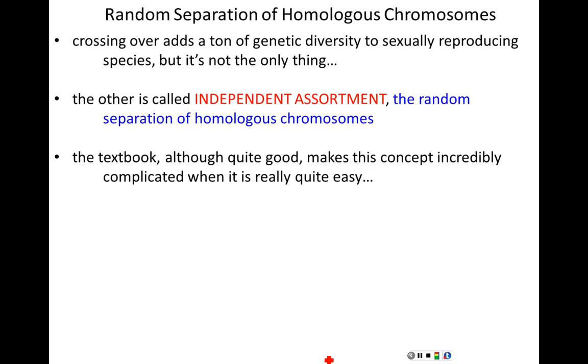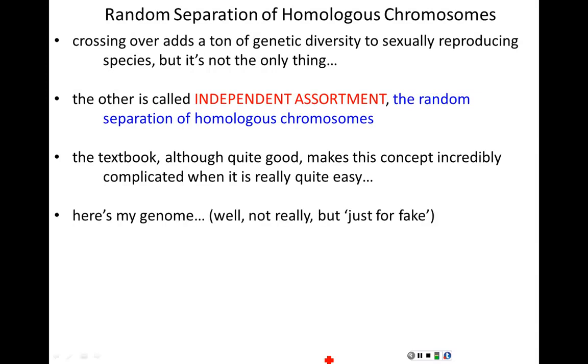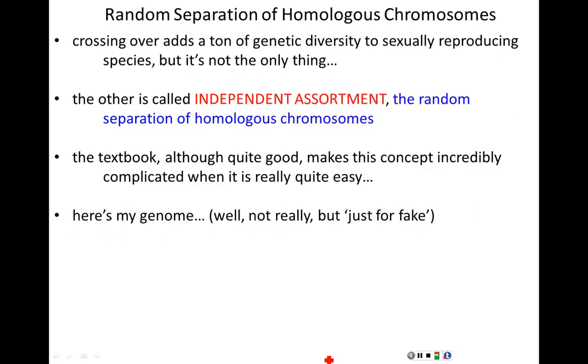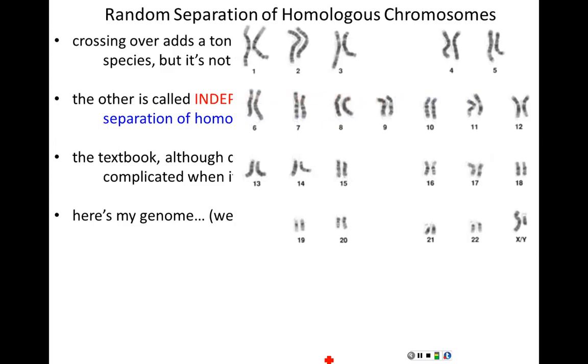The textbook, I think, is great. Largely, it's well written and clear. But the textbook makes independent assortment slightly unnecessarily complicated, when to me, it's really a pretty easy concept to get your mind around. Here's my genome. And as my daughters would say, not for real, just for fake. This isn't really my genome, but it's an XY genome, so it will do.